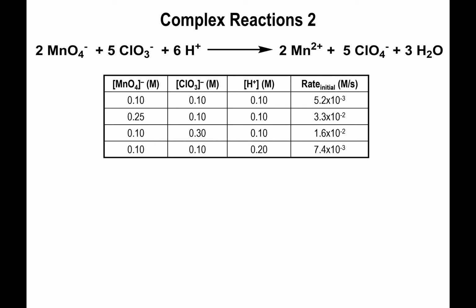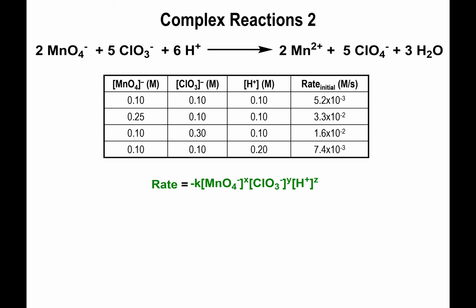So what we have to do is find out the orders of each one of these reactants, and the generic rate law for this reaction is -k times the concentration of permanganate to the power of x. We don't know what that is. We're going to find out in a little bit. Times the concentration of chlorate to the power of y times the concentration of H+ to the power of z.